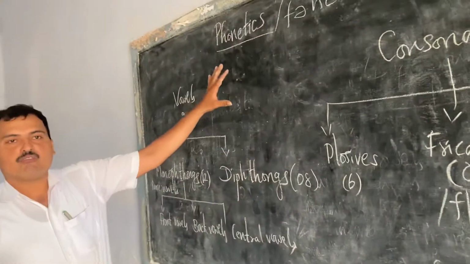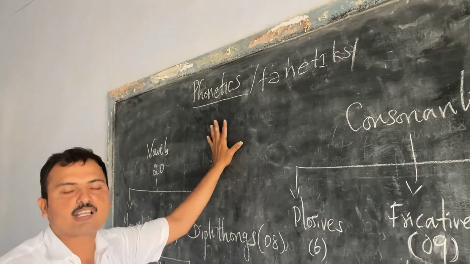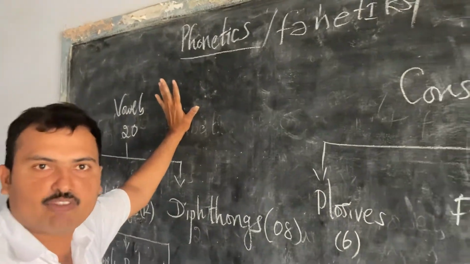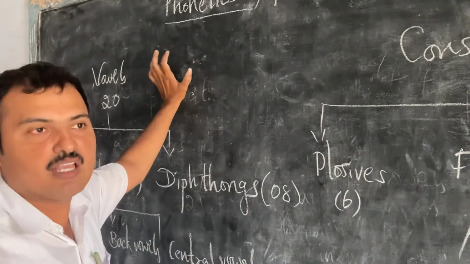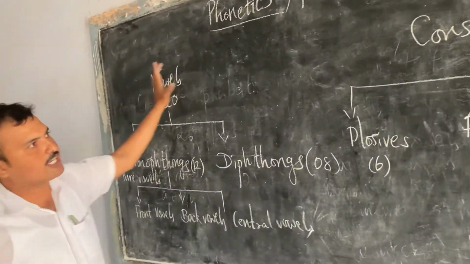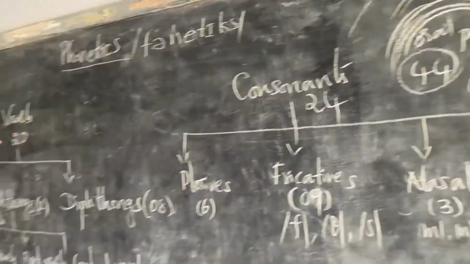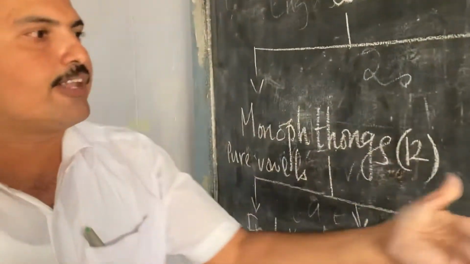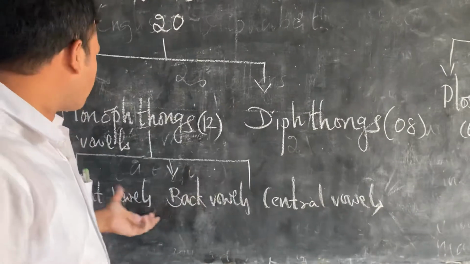So friends, we have learned that phonetics is a branch of linguistics. It is the study of human speech, and the 26 letters that we have in the English language are not sufficient to represent all the 44 sounds that exist in the English language. That's why there is a need for us to learn phonetics, in which we have 20 vowel sounds and 24 consonant sounds. And vowels are again divided into monophthongs and diphthongs. Monophthongs are single vowel sound symbols, and diphthongs are a combination of two vowel symbols.